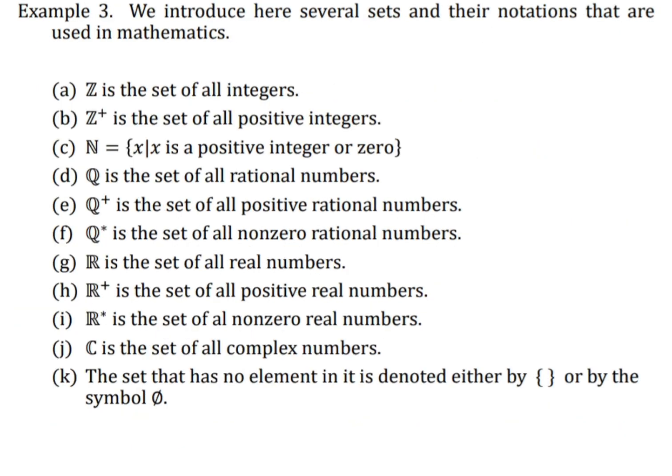Now, let us look at some important sets used in mathematics. Z represents the set of all integers. Z plus is the set of all positive integers, and the set of nonnegative integers includes all positive integers and 0. Q is the set of all rational numbers. R is the set of all real numbers. C is the set of all complex numbers. There is also a special set called the empty set, which has no elements at all.